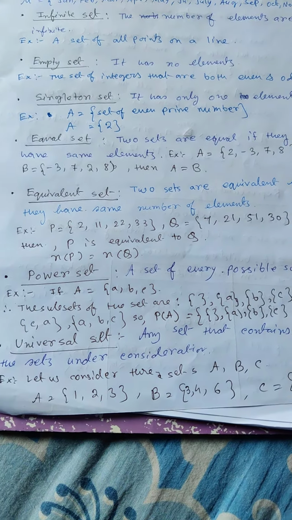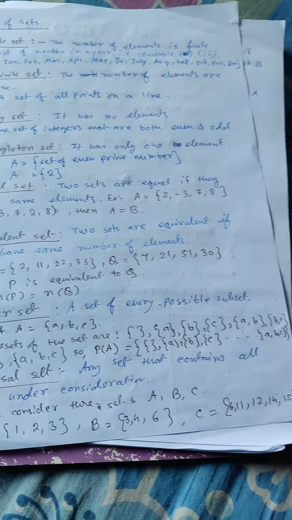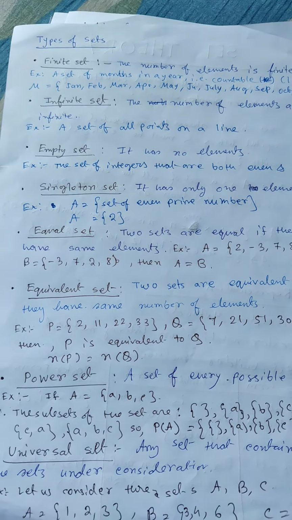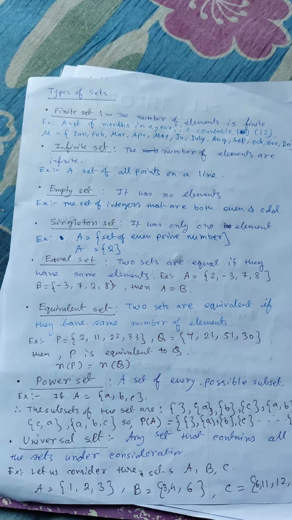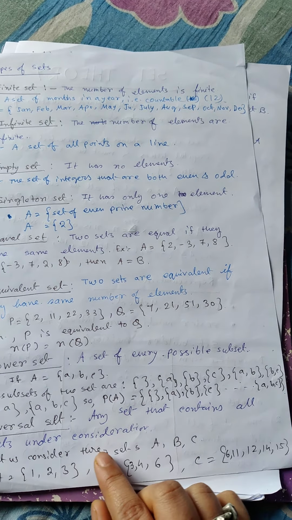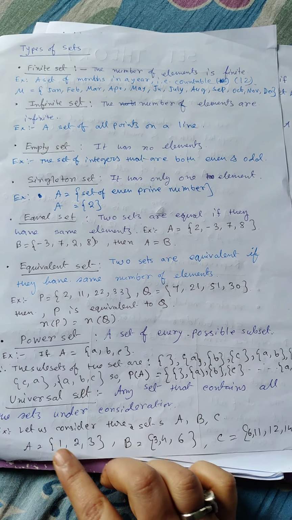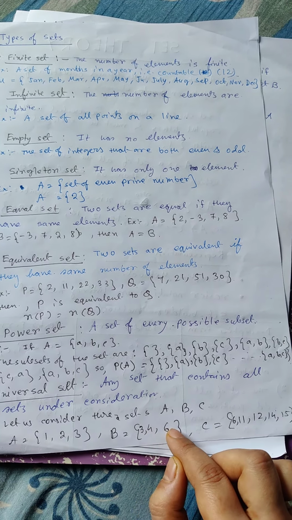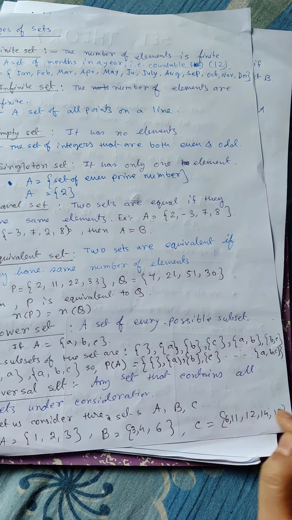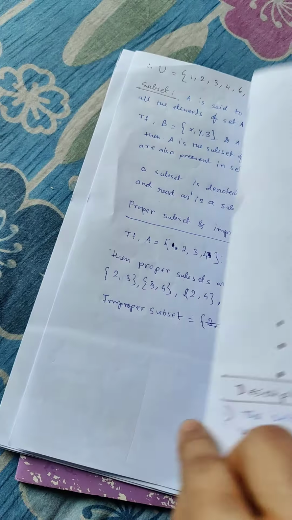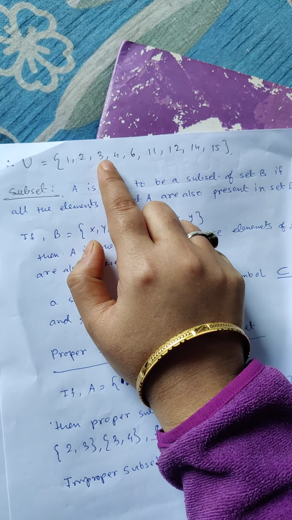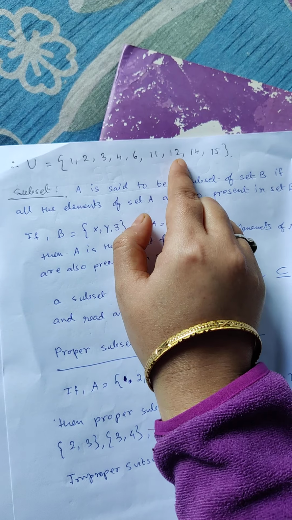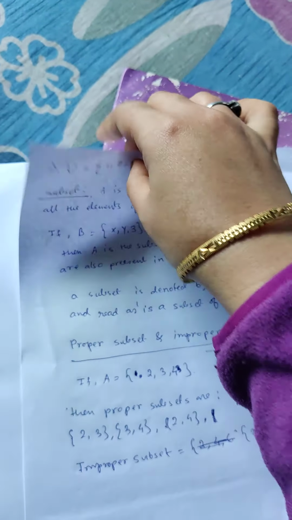Now the universal set. Any set that contains all the sets under consideration is called a universal set. Let us consider 3 sets A, B, C. A equal to {1, 2, 3}, B equal to {3, 4, 6} and C equal to {6, 11, 12, 14, 15}. Then the universal set is {1, 2, 3, 4, 6, 11, 12, 14, 15}. It includes all the elements of the 3 sets.